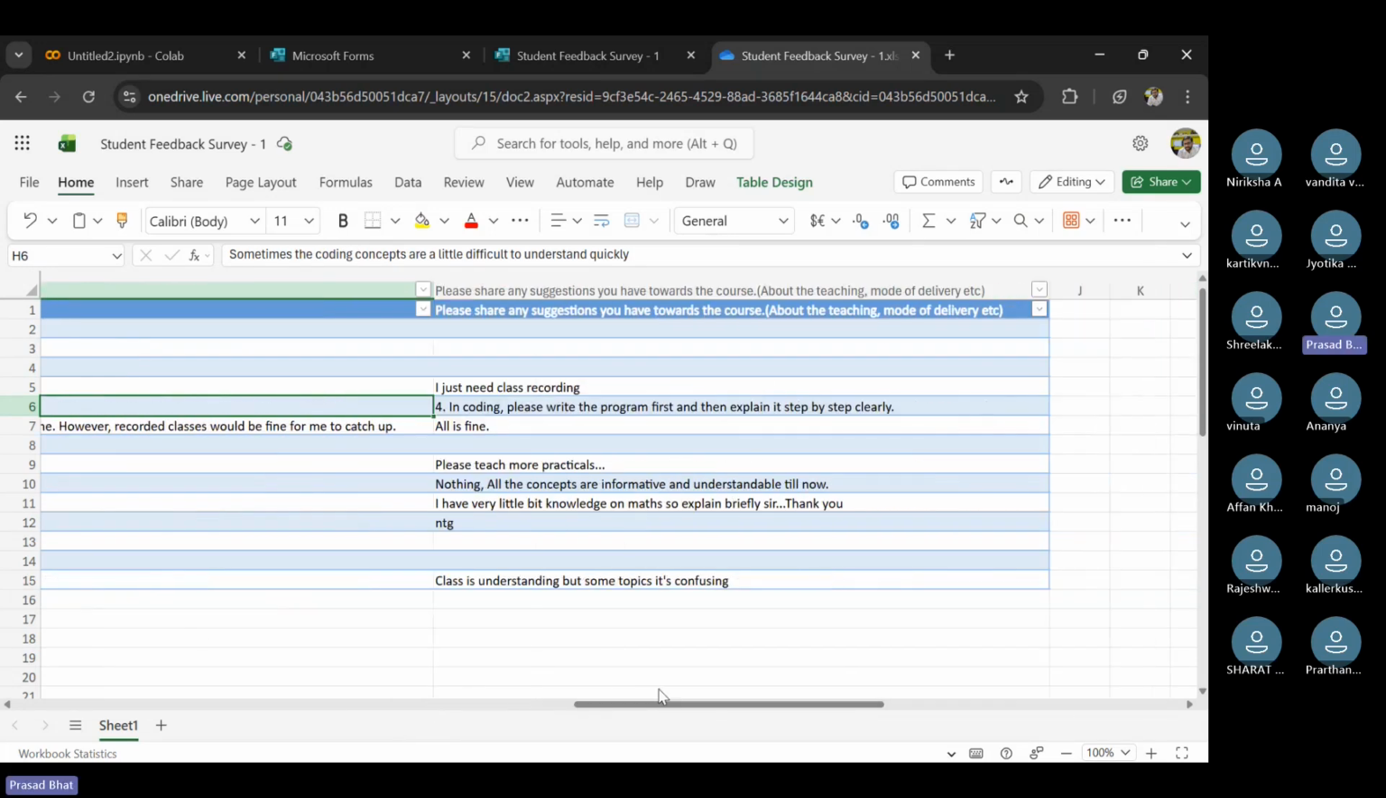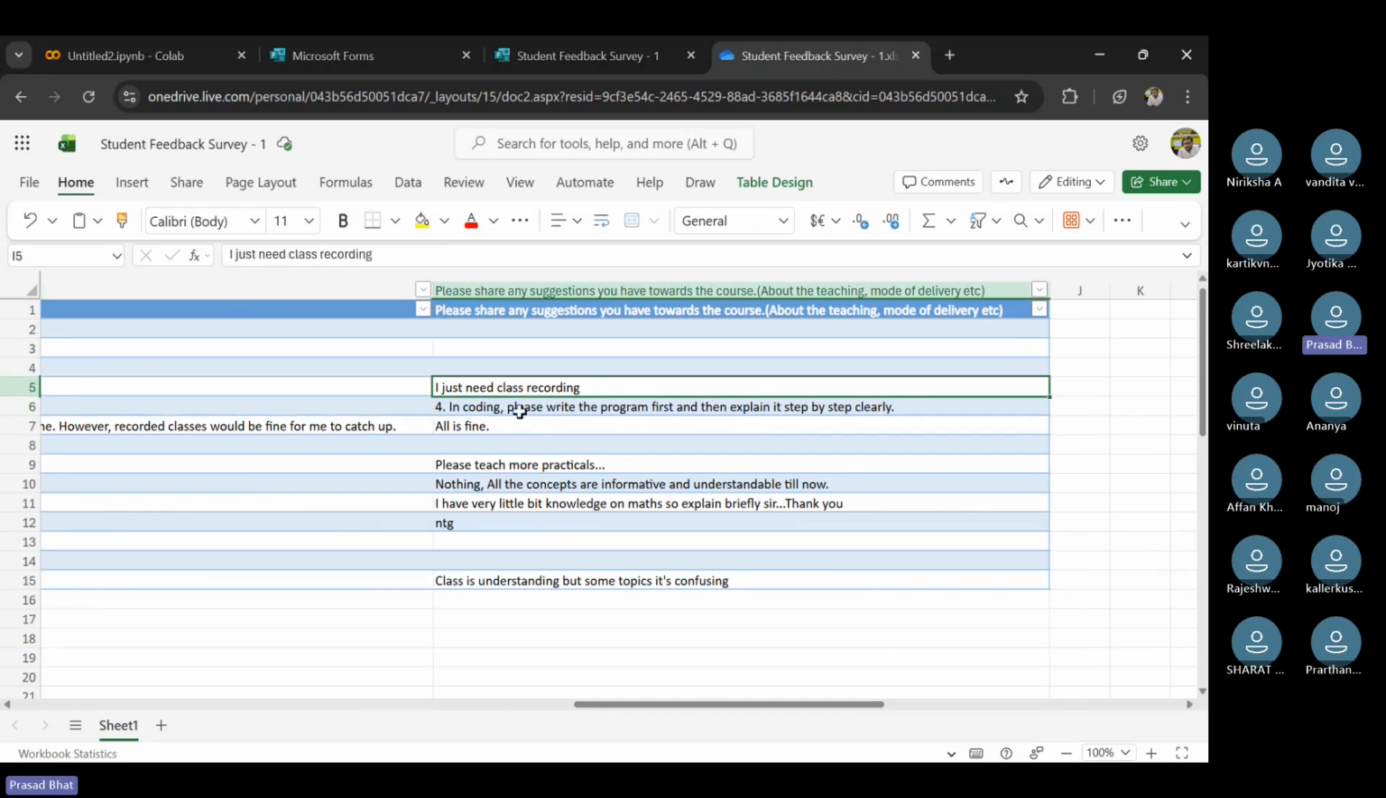What about the suggestions? In class recordings, I'm providing it. In coding, please write the program first and then explain it step by step clearly. Okay, we can do that. If we do it like this, what actually happens? We can do that, no issues in that.